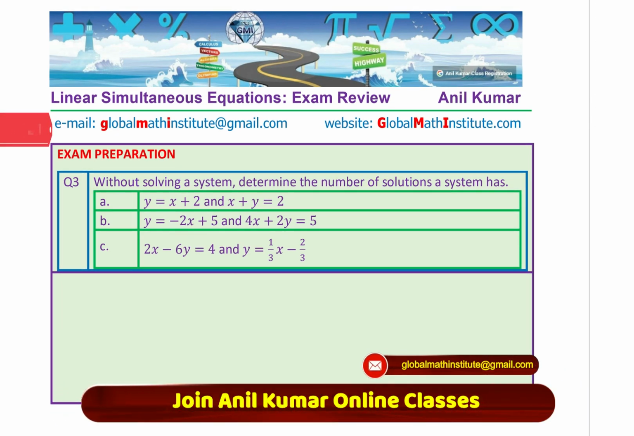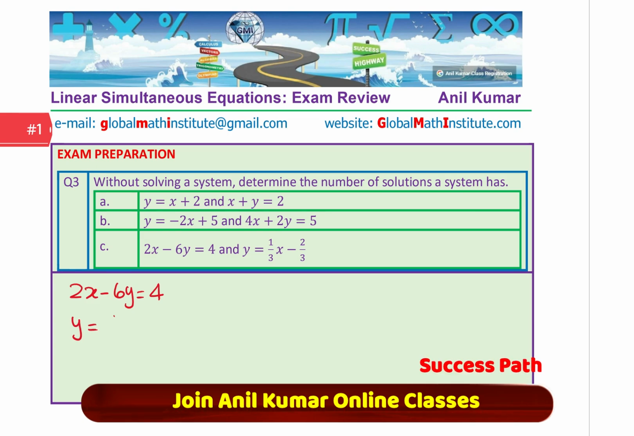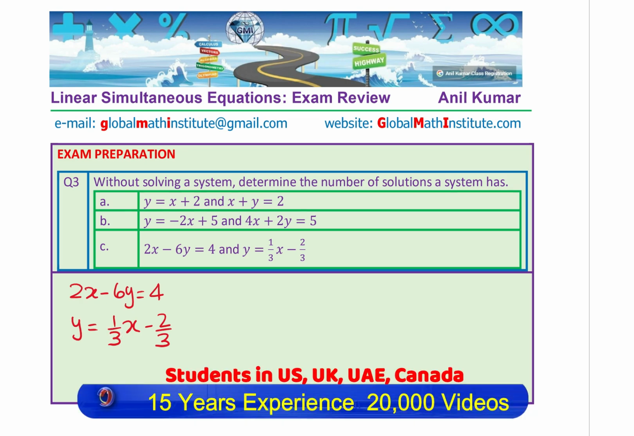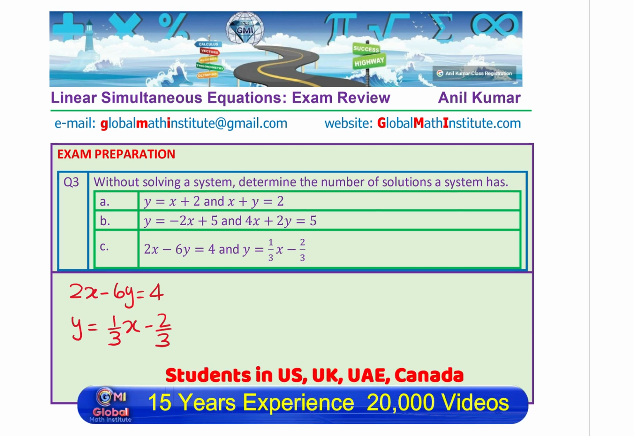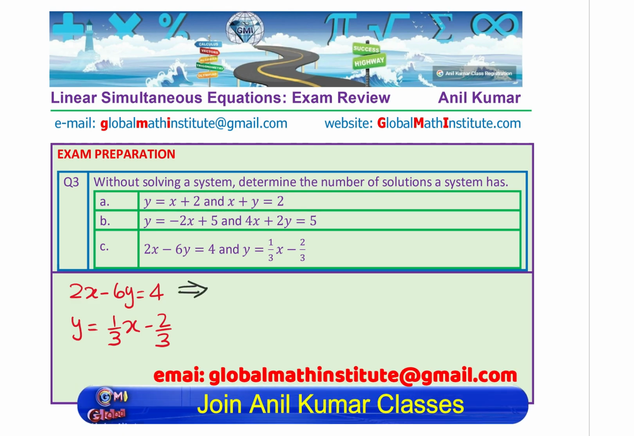Part C is, the two equations given to us are 2x minus 6y equals 4 and y equals 1/3 of x minus 2/3. To find the number of solutions, we have to really check two things, and that is slope and intercept, right? We are already given the second equation in slope-intercept form.